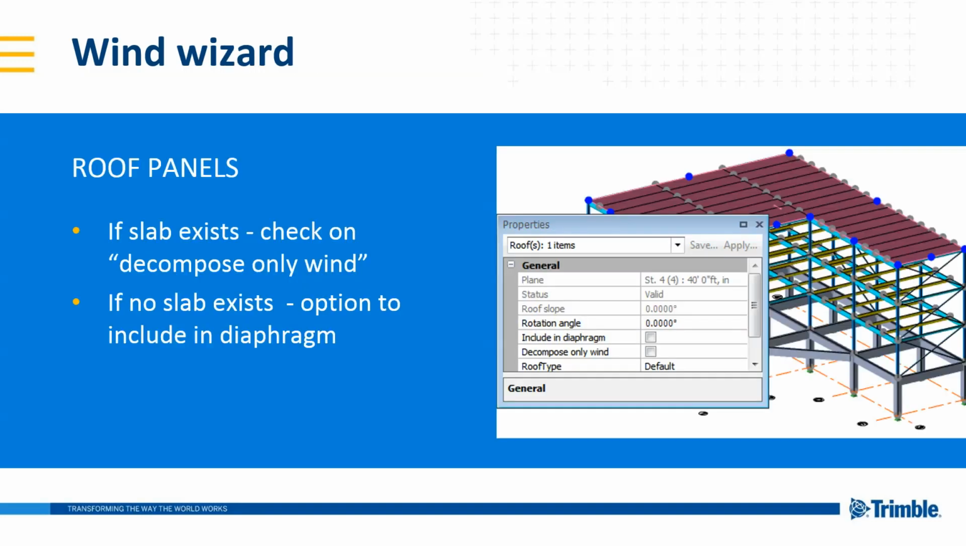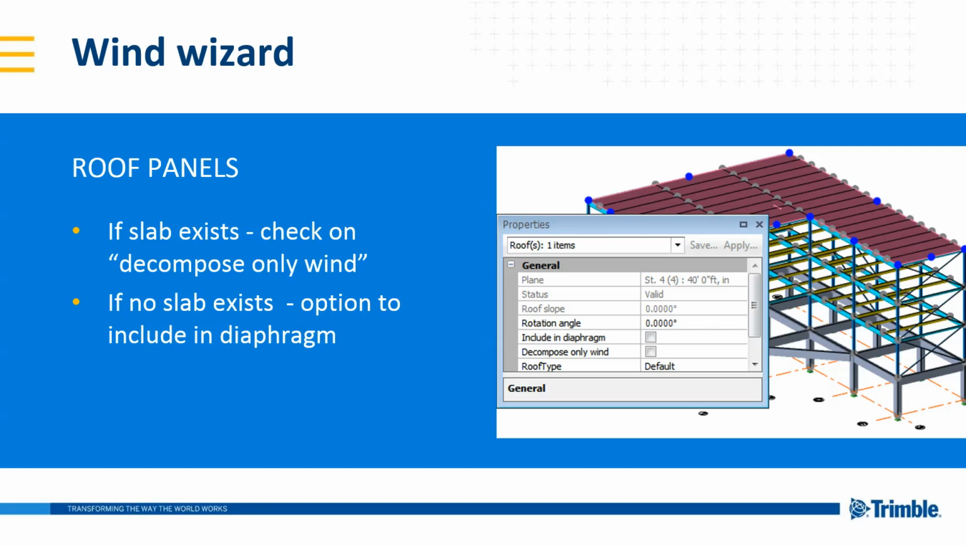Just like we saw for automating the snow loads, we need to model roof panels to automate the roof wind loads. Wind loads, including roof uplift, will be applied only where a panel exists. When working with roof panels, you'll run into two conditions.